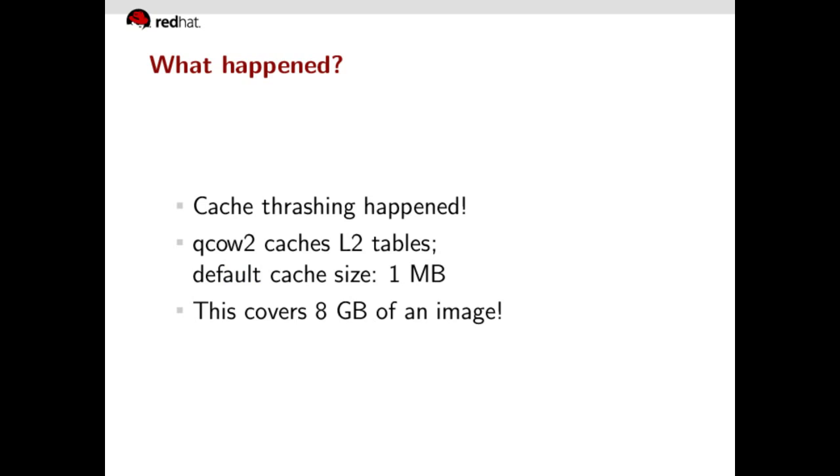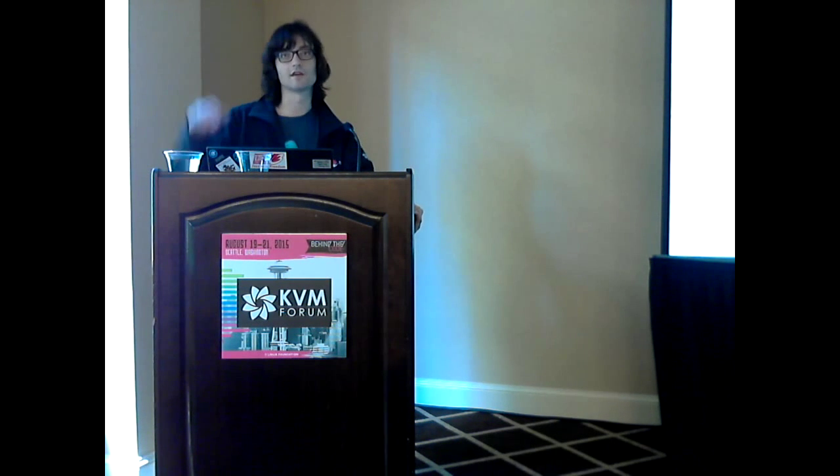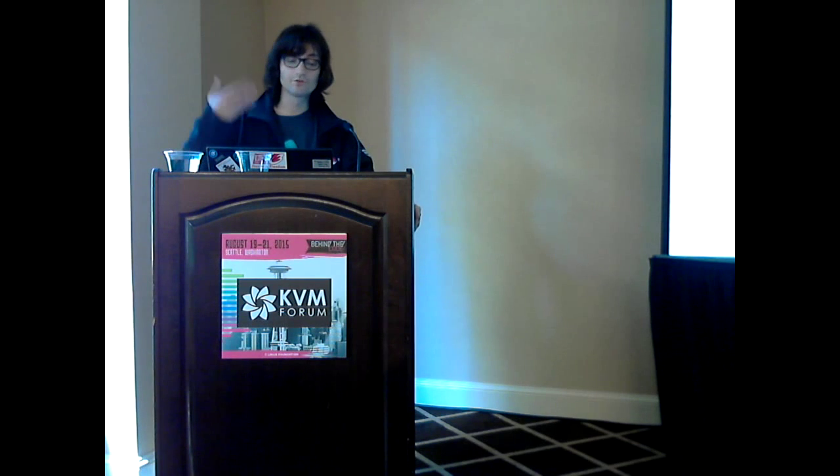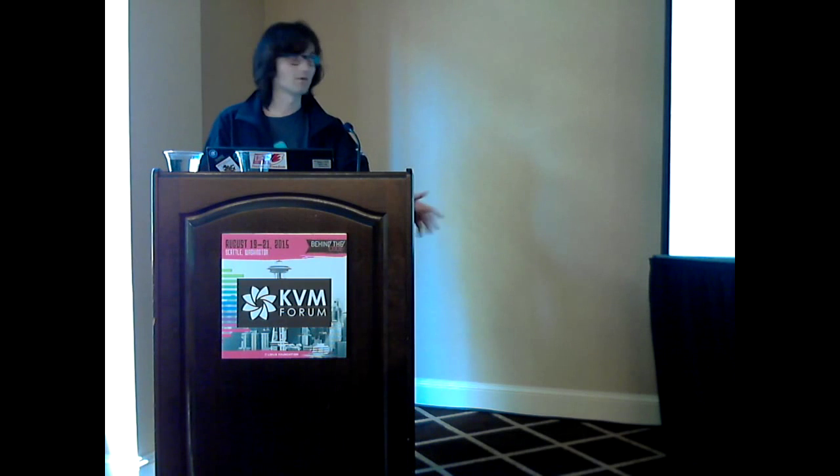So what happened? Cache thrashing happened. qcow2 is caching the L2 tables, so you don't have to look at the L2 tables on disk every time you're doing an I/O access. And the default cache size is 1 MB, which covers about 8 GB of an image. So once the images got bigger than 8 GB and we had random accesses all over the place, the cache was no longer effective. And the qcow2 driver in QEMU had to look at the L2 tables on disk all the time. So that's why the performance just went down.